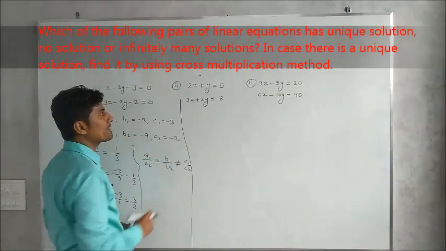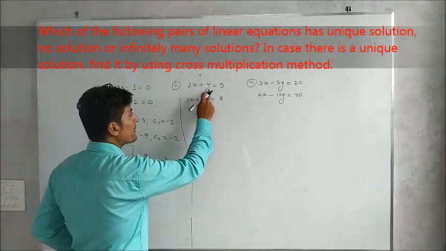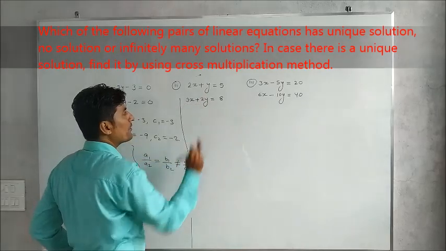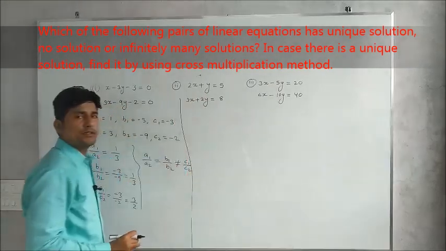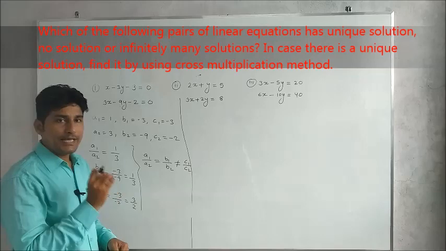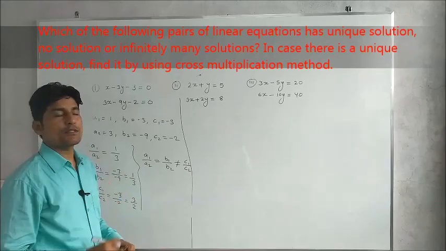Now let us consider the second question: 2x plus y equals 5, 3x plus 2y equals 8. So first of all we have to convert these two linear equations into the form ax plus by plus c equals 0.